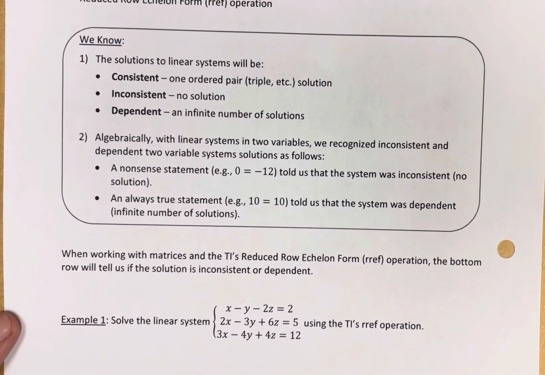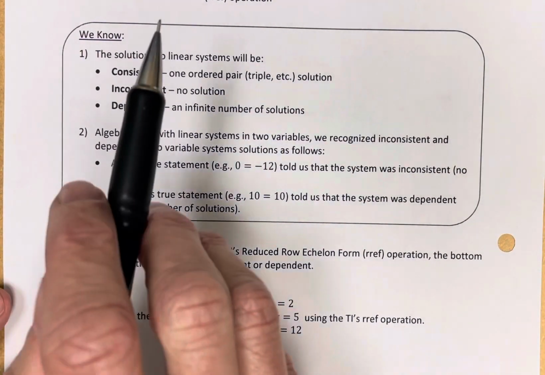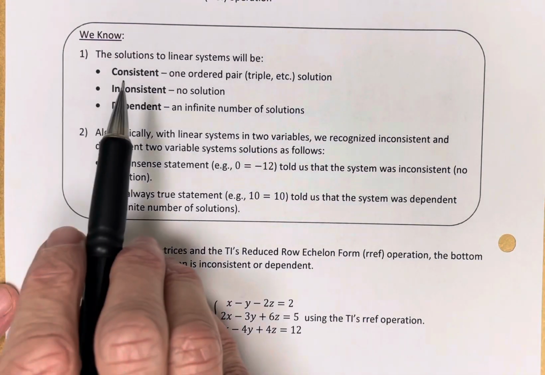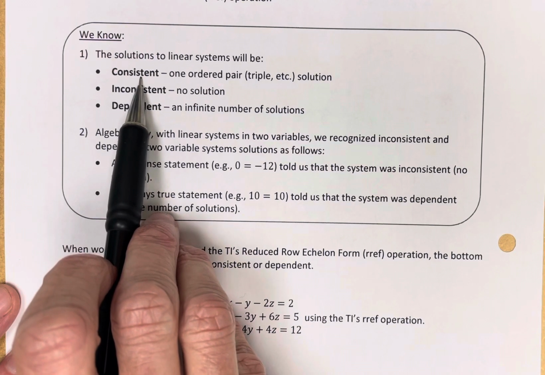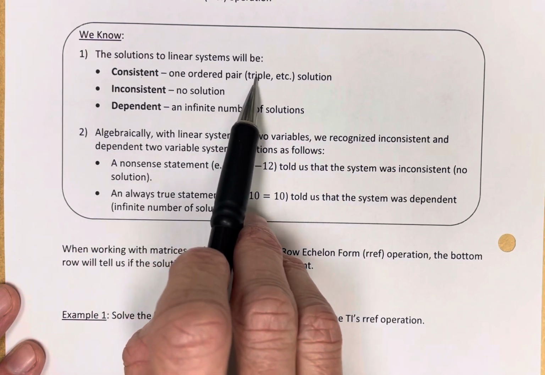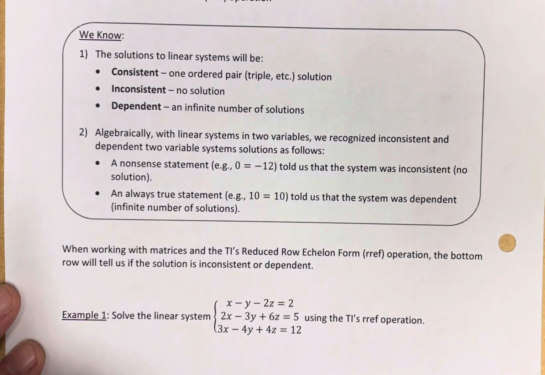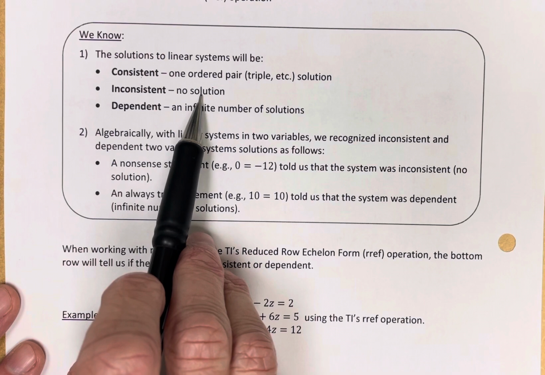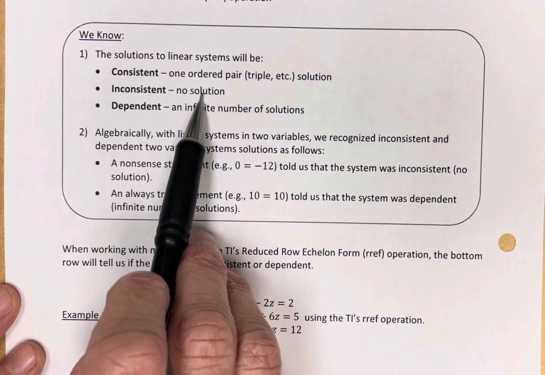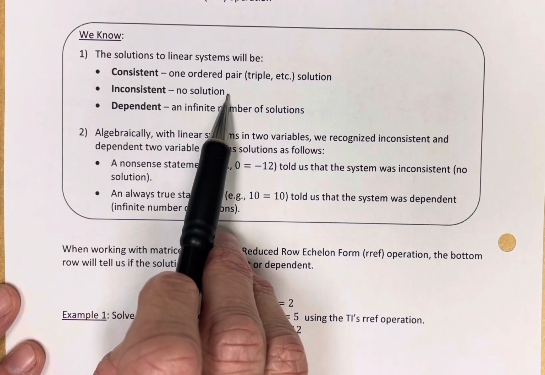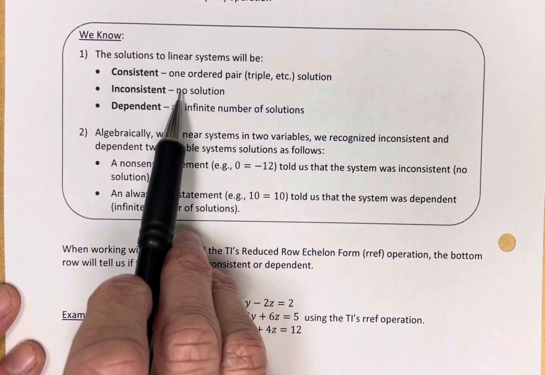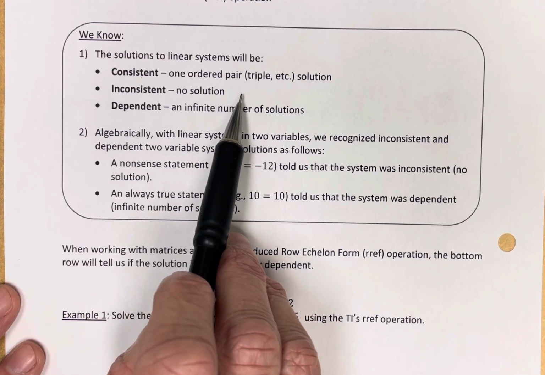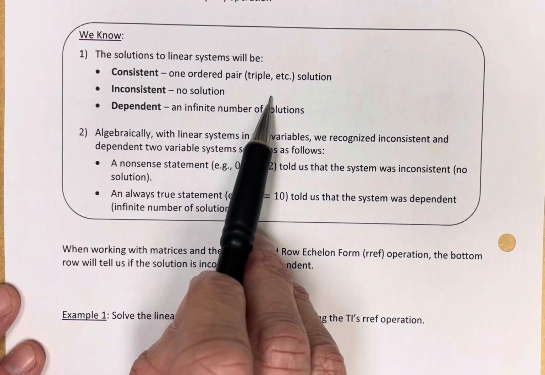Let's recall a couple things we've already talked about. The solutions to linear systems will be one of three types. They'll be consistent, in other words, an ordered pair or an ordered triple solution. You'll have one solution. They'll be inconsistent. You have no solutions. When we had two equations and two unknowns, those two lines were parallel. As we're dealing with three equations and three unknowns, those will be three planes that are parallel to one another.